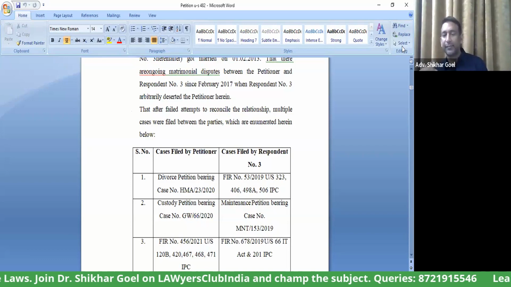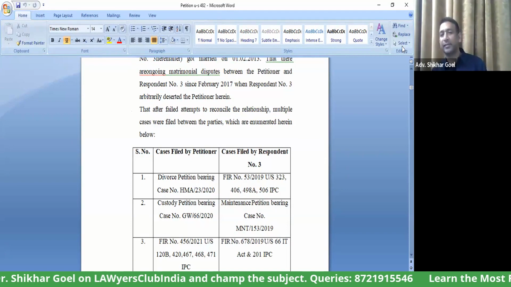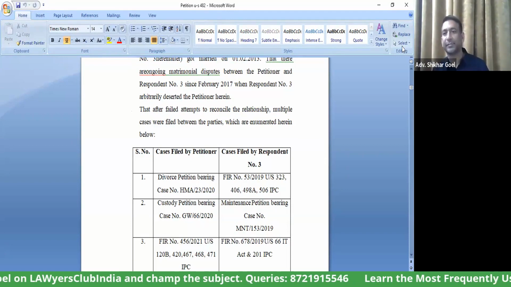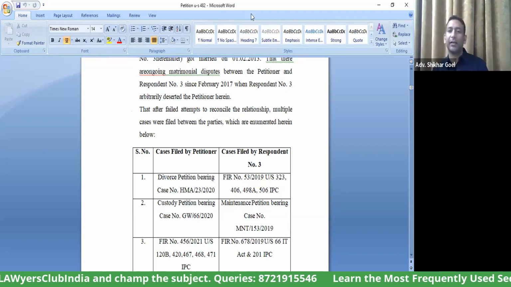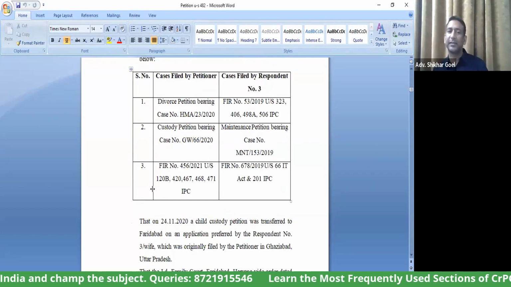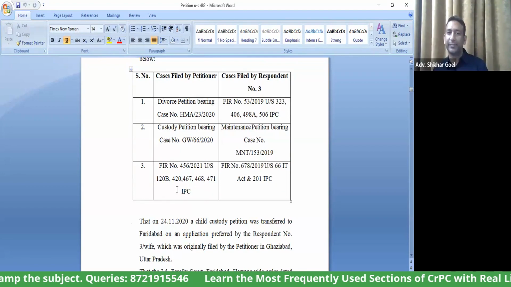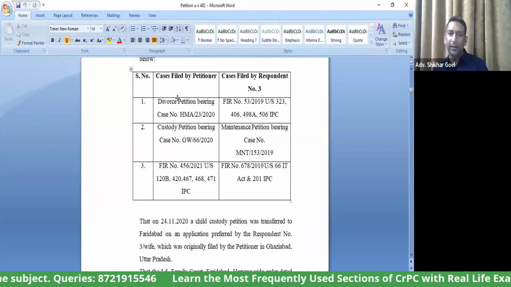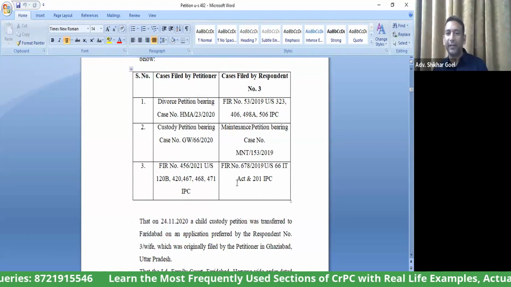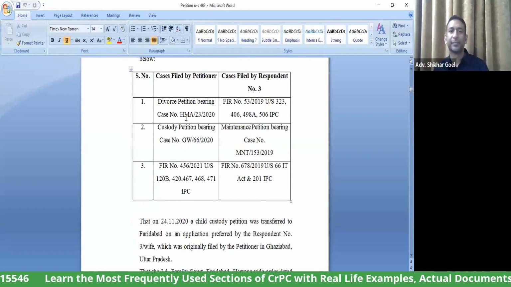So the reason we need to give this entire factual matrix is in order to tell the court what is the background of this malicious prosecution. ठीक है, तो अब ये सारी कंप्लेंट्स हैं बिटवीन द पार्टीज की. डिवोर्स पिटिशन हस्बैंड ने फाइल किया, कस्टडी पिटिशन हस्बैंड ने फाइल किया, FIR नंबर 498 में वाइफ ने फाइल करी, ये मेंटेनेंस केस फाइल किया, FIR नंबर फाइल करी वाइफ ने, और IT एक्ट में भी वाइफ ने 3 FIRs फाइल कर रखी है मेरे अगेंस्ट.